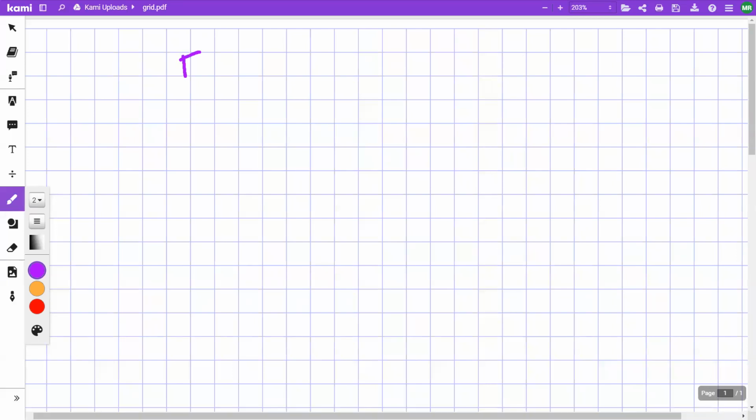This video is for Integrated 2. This is on factoring. What we're going to be doing is factoring quadratics of the form x squared plus bx plus c.